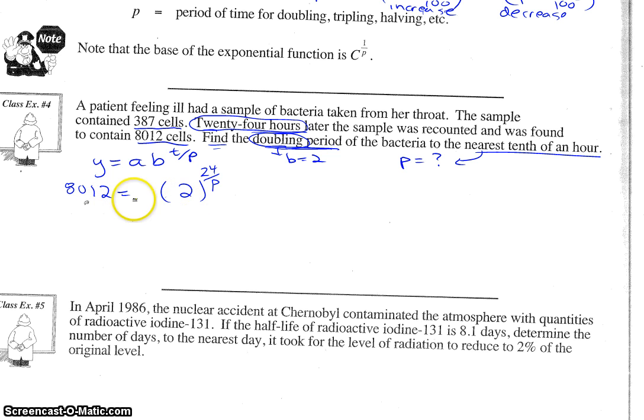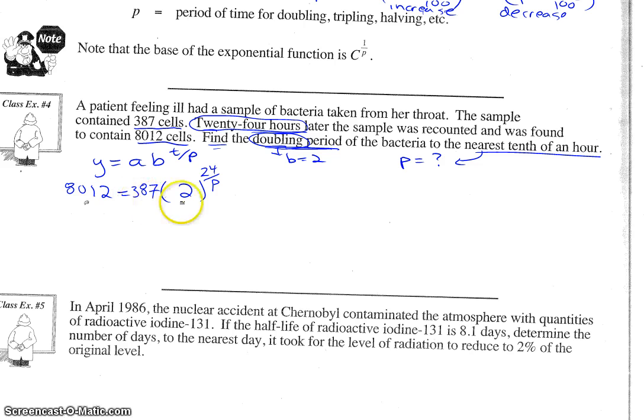All we're missing now is our A, which is our initial amount, which our bacteria started off as, 387. Okay, good. So we've got everything in our equation. Now it's just a matter of solving this exponential equation, which we learned in lesson 1 of this second chapter. So let's take a look. We have our variable in the exponent.